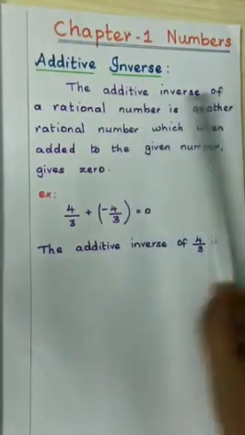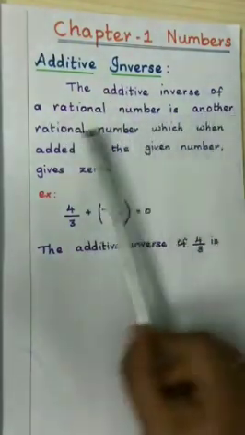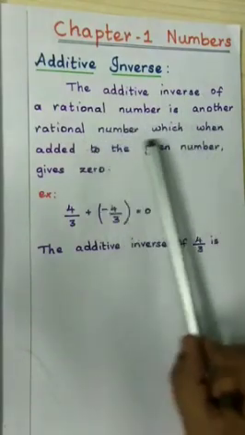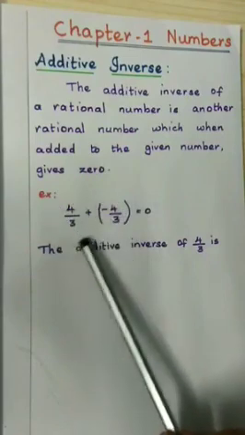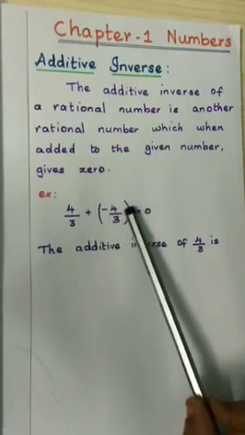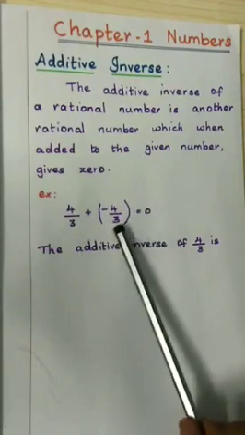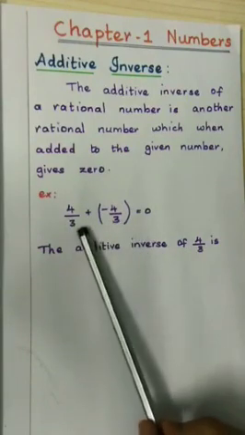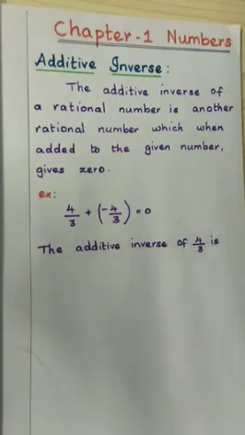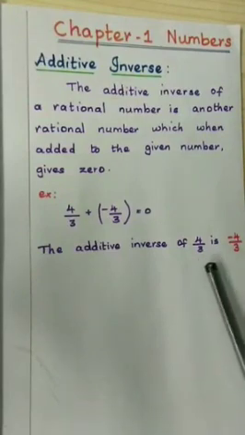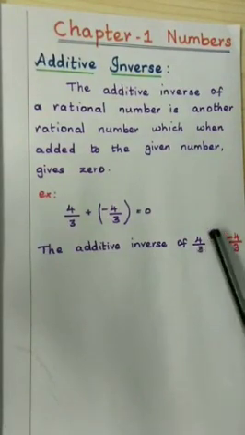The additive inverse of a rational number is another rational number which when added to the given number gives 0. Example, when a rational number 4 by 3 is added to minus 4 by 3 it gives 0. So they are additive inverse of each other. The additive inverse of 4 by 3 is minus 4 by 3. In a simple way, we can say that additive inverse is obtained by changing the sign of that number.